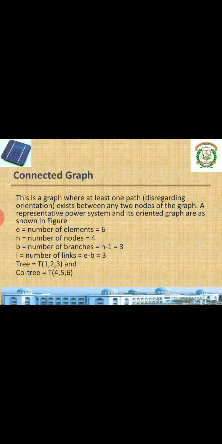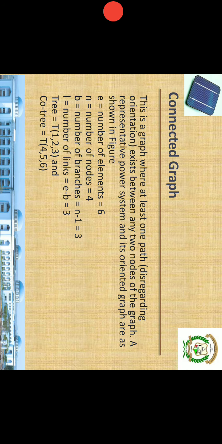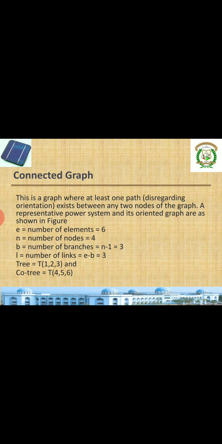Fine. Then the number of branches. The number of branches is given by the total number of nodes minus 1. Meaning, excluding the reference node, however many nodes are present, that many branches will be there. Then what about the links? Links are nothing but the total elements minus branches. So we can give the numbers in such a way that the first elements are the branches, and the last elements we can take as the links.